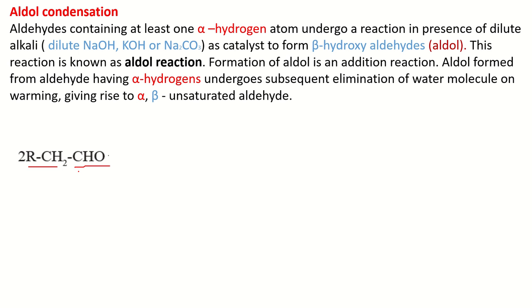The neighbor carbon of the carbonyl carbon is called alpha carbon. See, this carbon means what? C double bond O and H. This is the structure of the aldehyde. Then this aldehyde has a CH2 group attached at the terminal position of the methylene group.